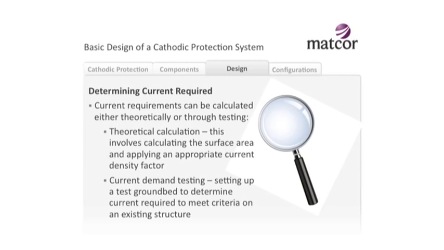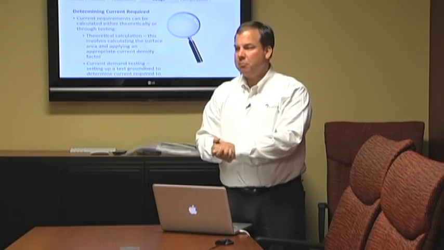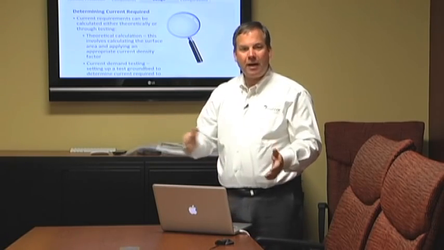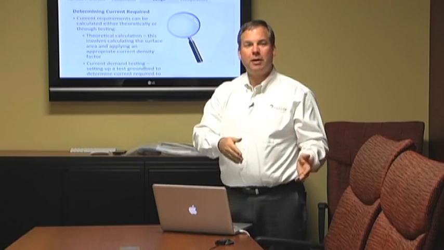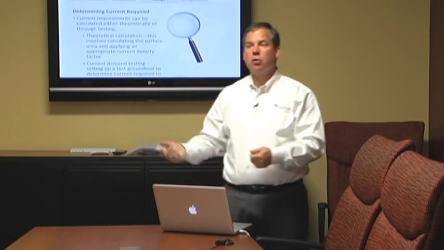Let's say I put 2 amps of current off this, and we can use a car battery for that. We actually have done that. We'll take a car battery, we'll put a stake in the ground, we'll hook the car battery up, we'll put a voltmeter on the structure, and we'll say, oh, the structure shifted 15 millivolts or 20 millivolts. Based on that, I can extrapolate how much current I need to shift 100 millivolts. Okay, so that's called a current demand test.